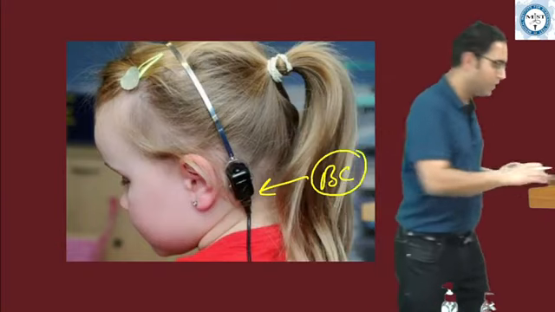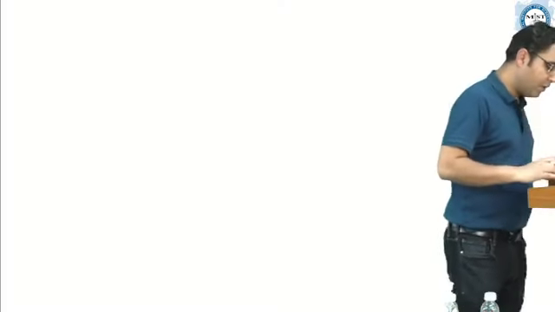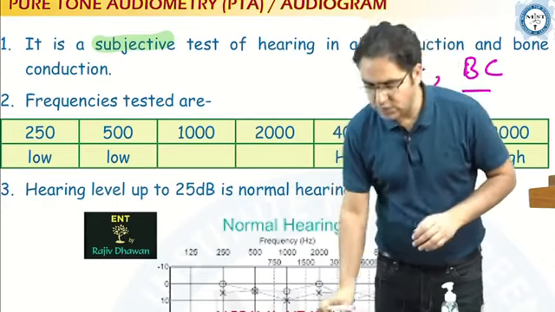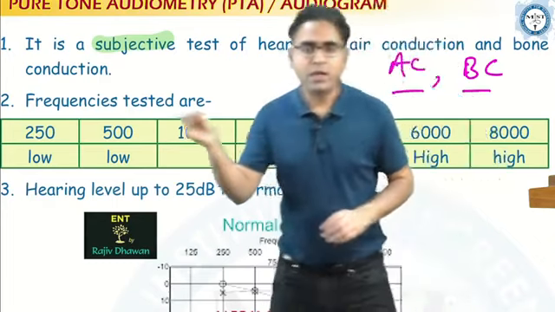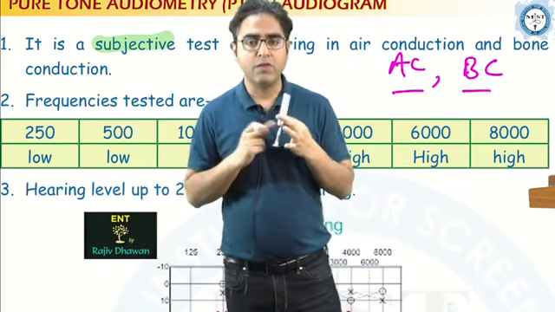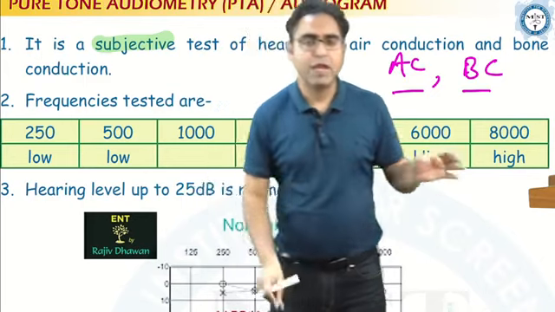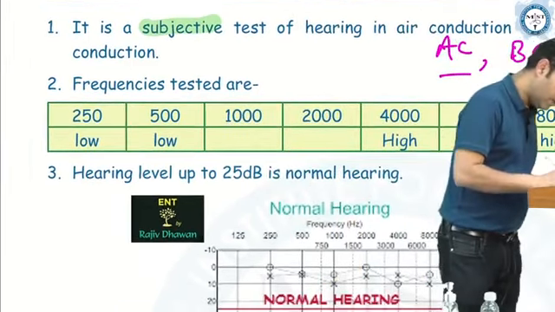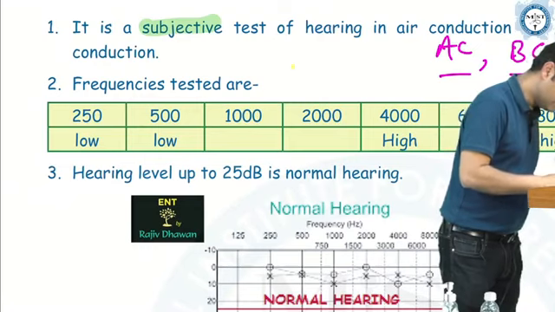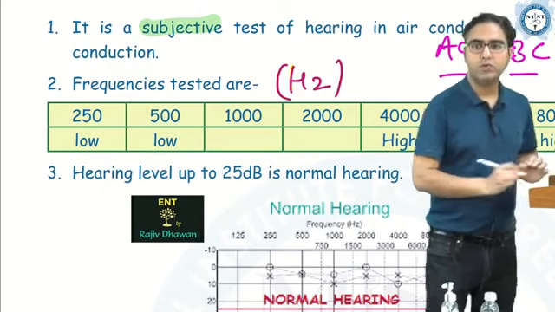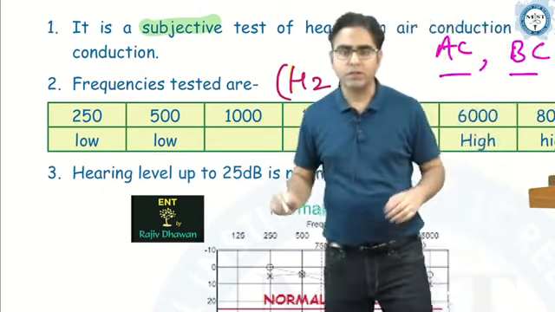Now, the second point, in this, what kind of frequencies are we testing, beta? What is the tuning fork frequency, beta? Look at me, beta. What is the tuning fork frequency? It is 512 hertz, beta. Tuning fork is only one frequency, 512 hertz, but here we test many frequencies, beta. 250, they are in what? In hertz, beta. The unit of this is hertz, Hz. 250, 500, 1000, 2000, 4000, 6000, 8000.